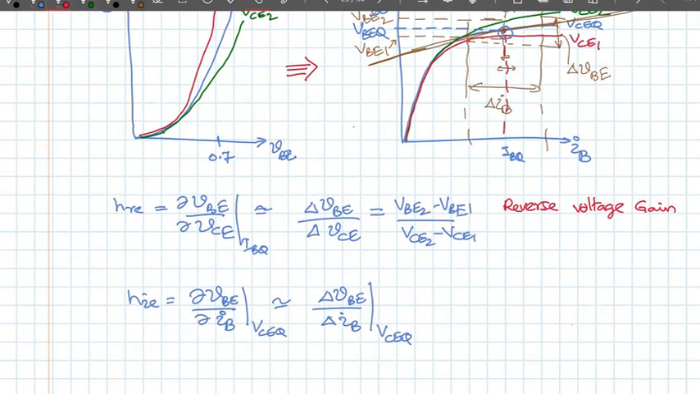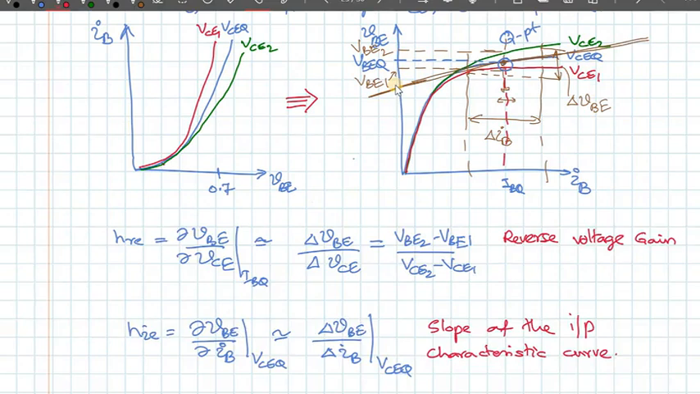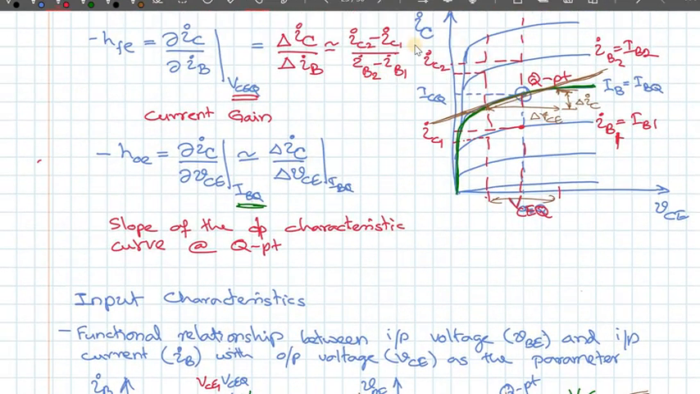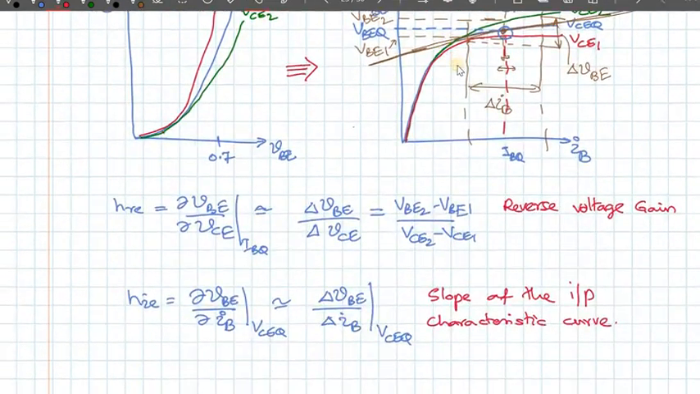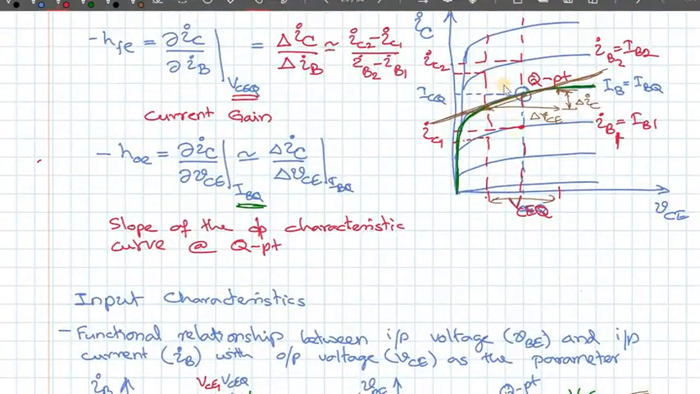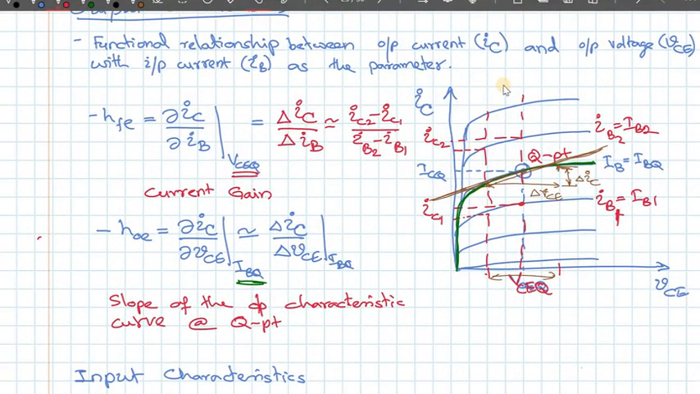So I have HIE as the slope of the input characteristic curve. What you see here, the thing to note is that though we assume HIE, HRE, HOE and HFE to be constant values, they actually change.